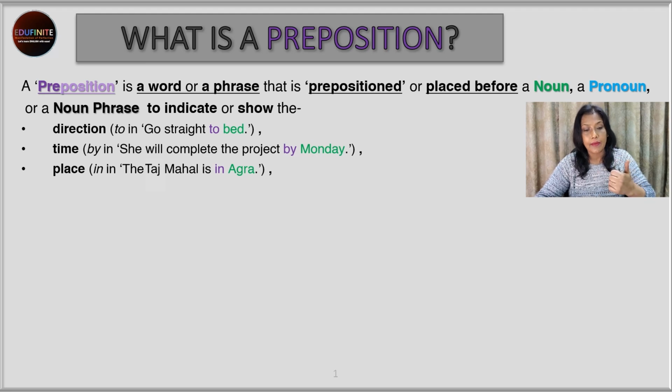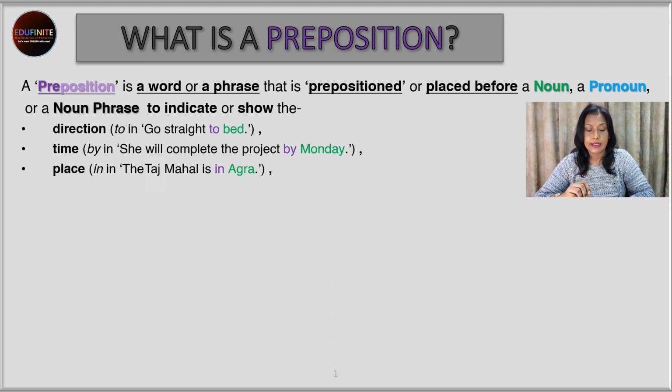It shows time. That means if we say the sentence, she will complete the project by Monday. So the word by, which is positioned before the noun Monday, is telling us about the time, like by what time will she be completing the project. So by Monday. So the word by is the preposition which is giving us a sense of time.